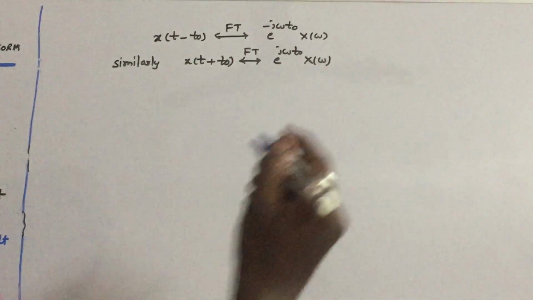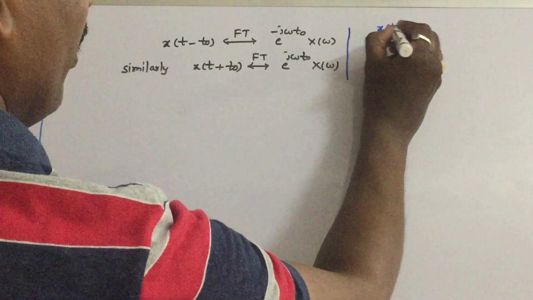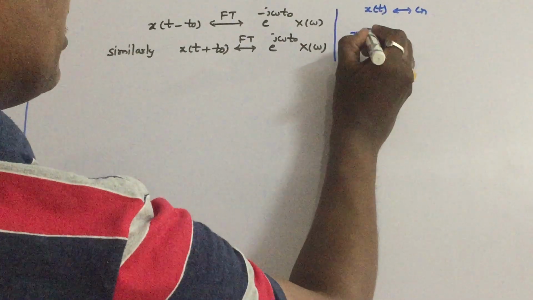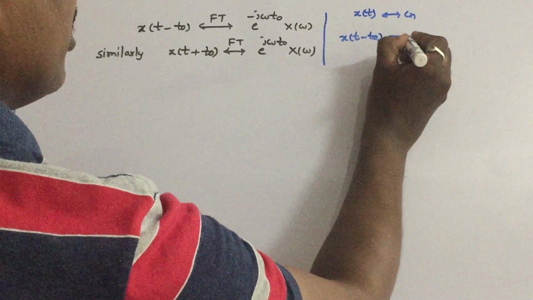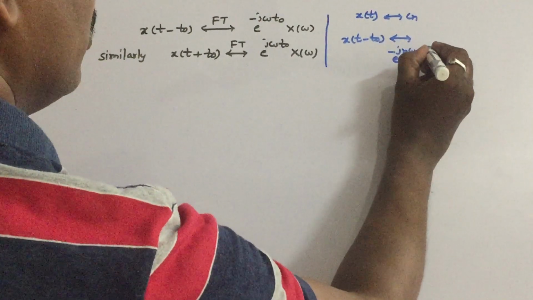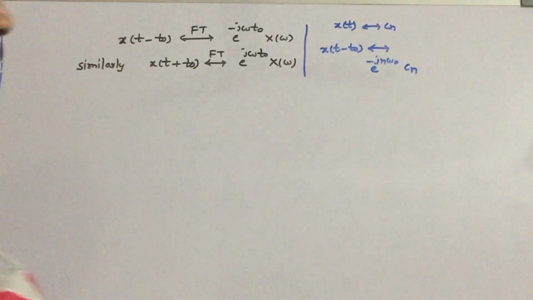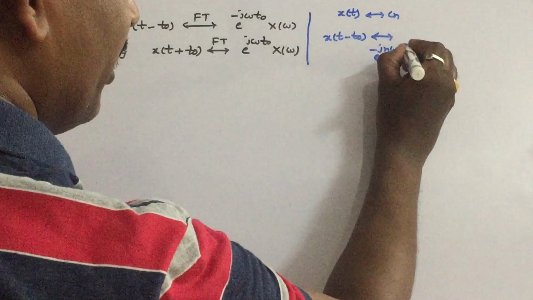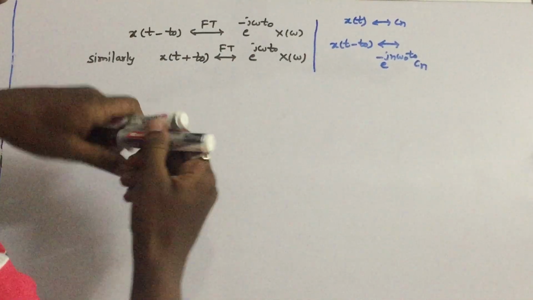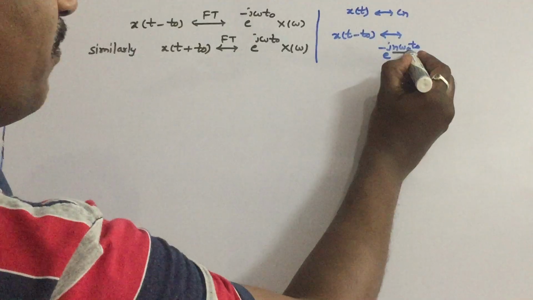So remember that very simple hint: if x of t has exponential Fourier series coefficients Cn, what is x of t minus t naught? The exponential Fourier series coefficients are e power minus j n omega naught t naught into Cn. So both are the same, you can check that. Here just replace n omega naught, the discrete spectrum.